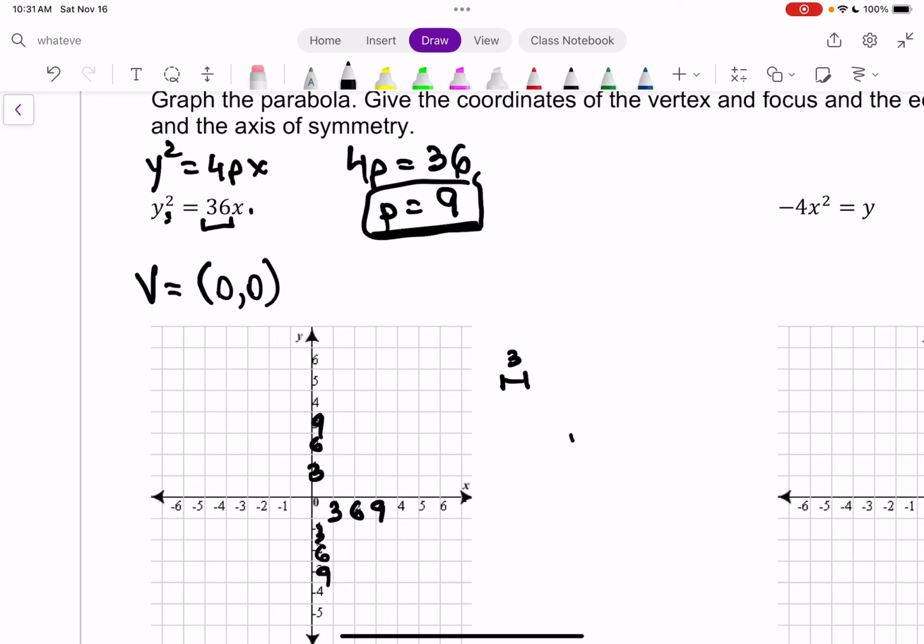Because I won't have room. Okay, so here it is. Here's my parabola. The vertex is in the origin. Because p is 9, that means I have to move 9 units until I find my focus. So the focus is going to be to the right at (9, 0).